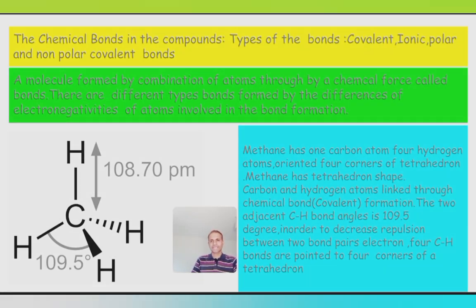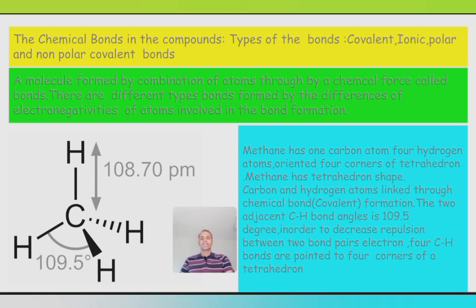Today we are going to see what bonds are and what the types of bonds are. A bond is a chemical force of attraction between atoms in a molecule. Based on the difference in the electronegativities of the atoms involved in the bond formation, we can classify bonds from covalent to ionic. The covalent bonds, based on the electronegativity difference, we can call non-polar covalent bonds and polar covalent bonds.